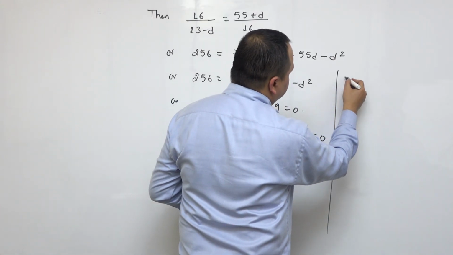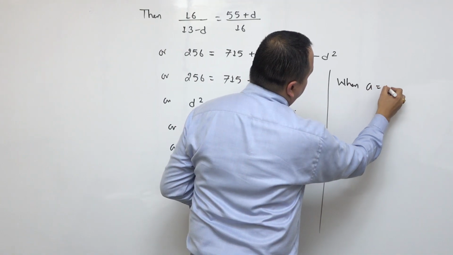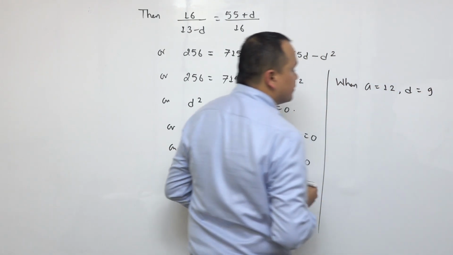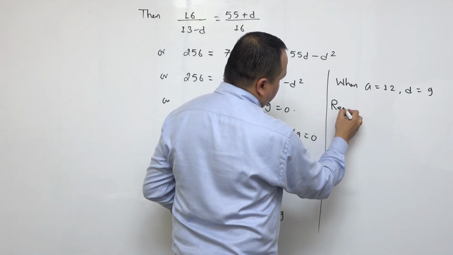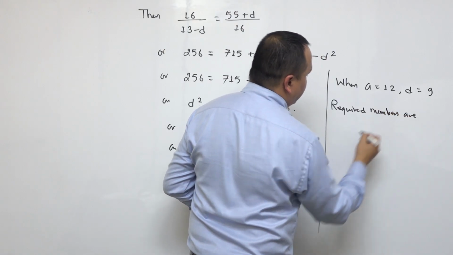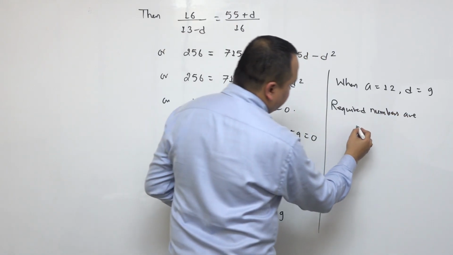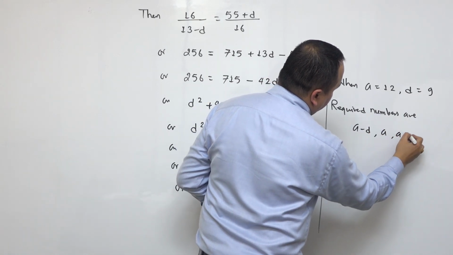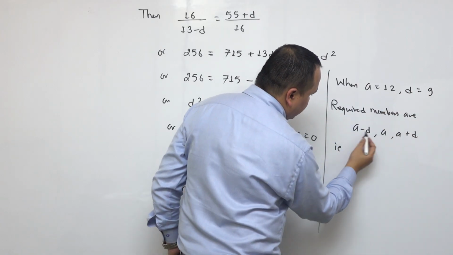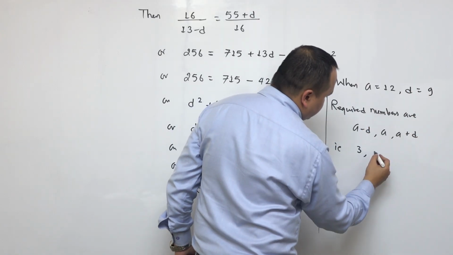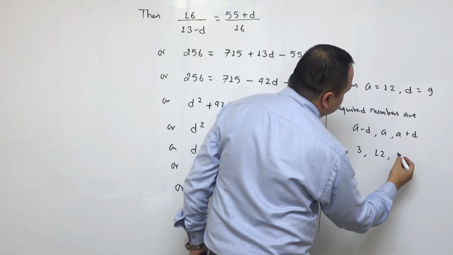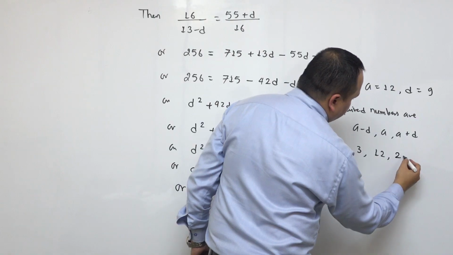Now, when A is 12 and D is 9, required numbers are A minus D, A, A plus D. That is A minus D, this is 3, A 12 and A plus D, which is 21.